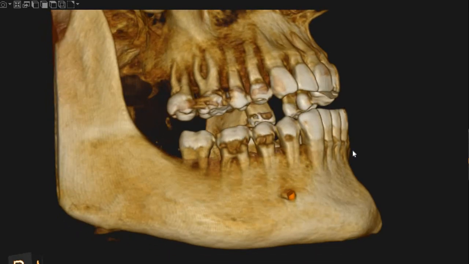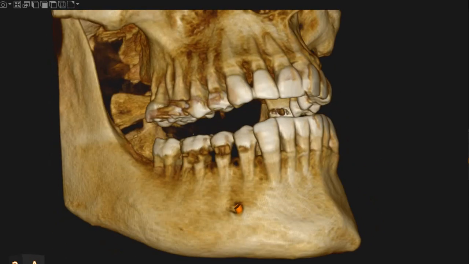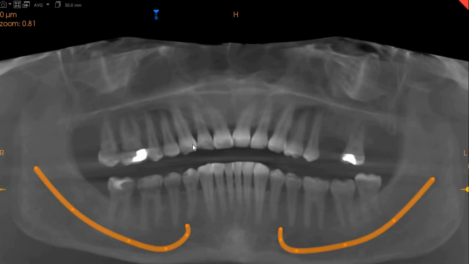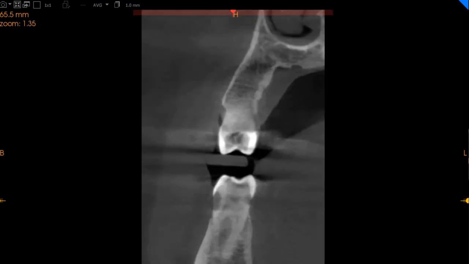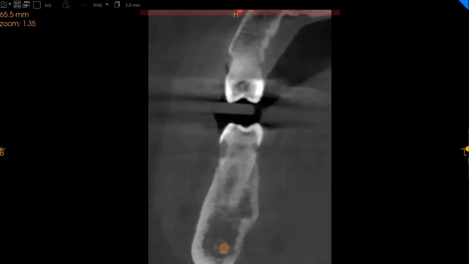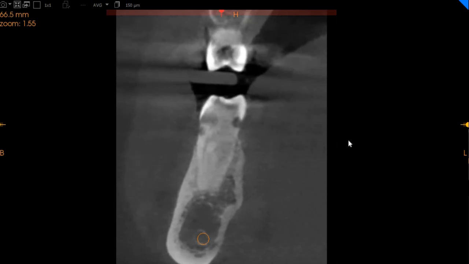So the lower right in particular, as you can see on the 3D rendering, has class 5 cavities of quite severe nature. Now on the panoramic view, we don't see any major radiolucencies. On the transaxial view, which is basically the proximal view, you will be able to appreciate that this is the mesial root, and the mesial root has two canals, the mesiobuccal and the mesiolingual. Both exit on a separate apex.